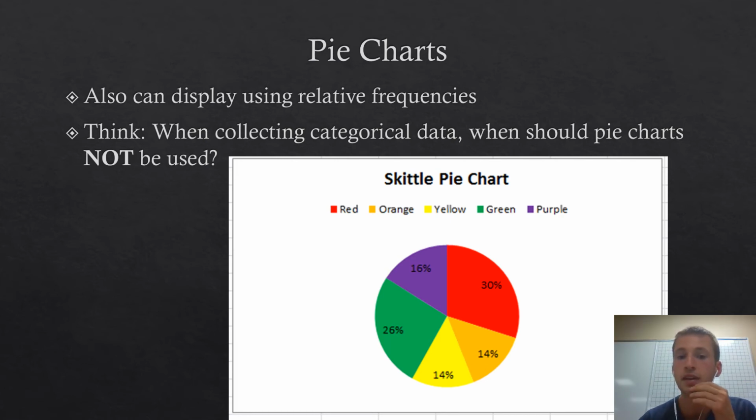Whereas if you said, what classes are you enrolled in at Fargo North? Well, for even one person, that one person could be in up to 8 different categories. So that would be a situation where a pie chart would not be useful, because ultimately you're going to add up to more than 100% in that case.